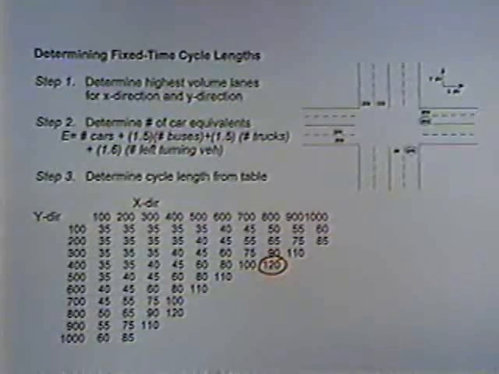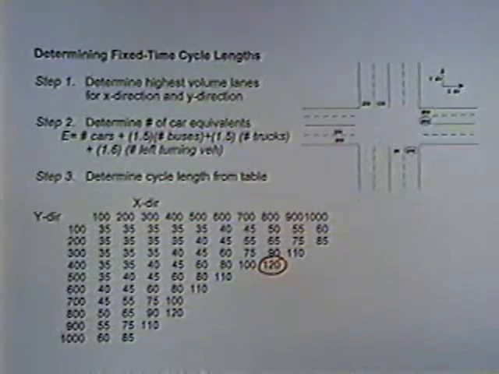The first step in determining a cycle length is to look at those volumes, once you've done a traffic count, and determine the highest volume lanes in the X direction and the Y direction. I'll probably refer to those as north-south and east-west, because that's what I'm used to. The highest per lane volume in the north-south direction is the 300 circled at the bottom of the intersection, and the highest per lane volume in the east-west direction is the 800 that's circled.